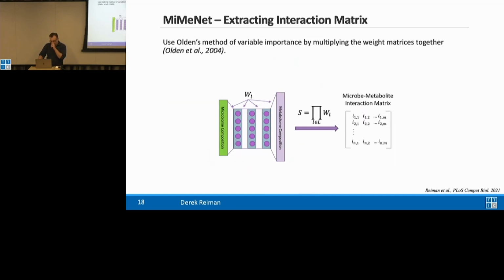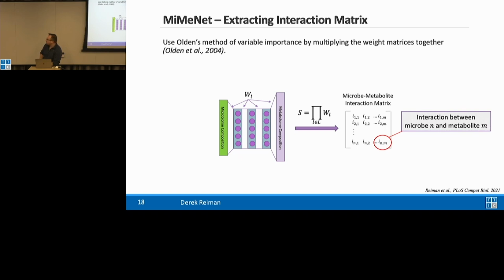So next we need to identify how these microbes are being related to the metabolites that we've pulled out. We actually use an older method, which is quite quick since we have to do it many times: Olden's method of feature attribution. If you have a neural network model, you represent each layer as some sort of matrix. If you perform matrix multiplication across the layers, you get a final matrix where each row represents an input feature and each column represents an output feature.